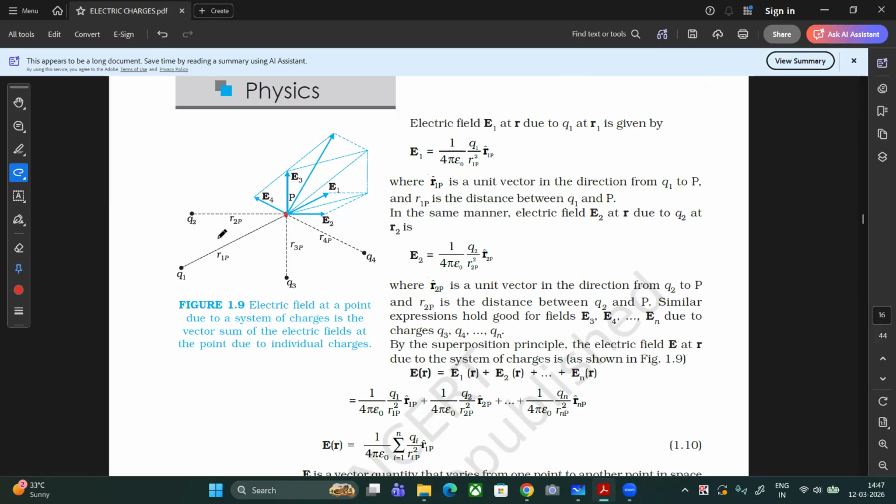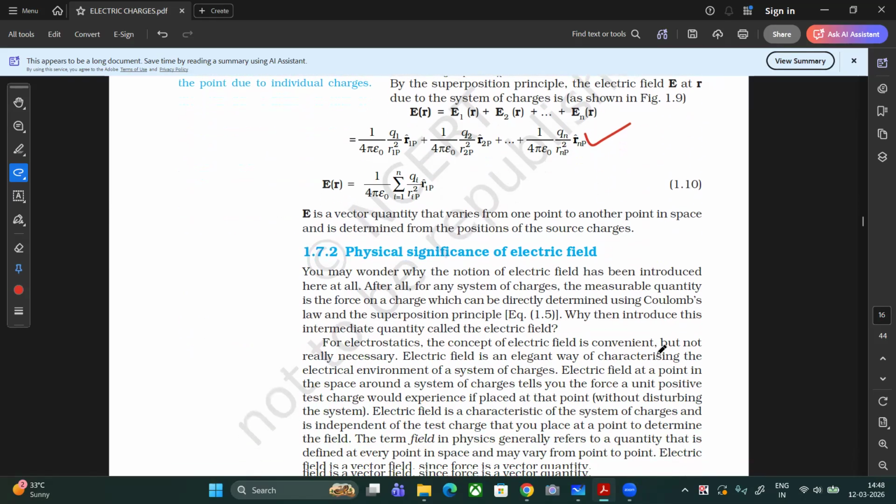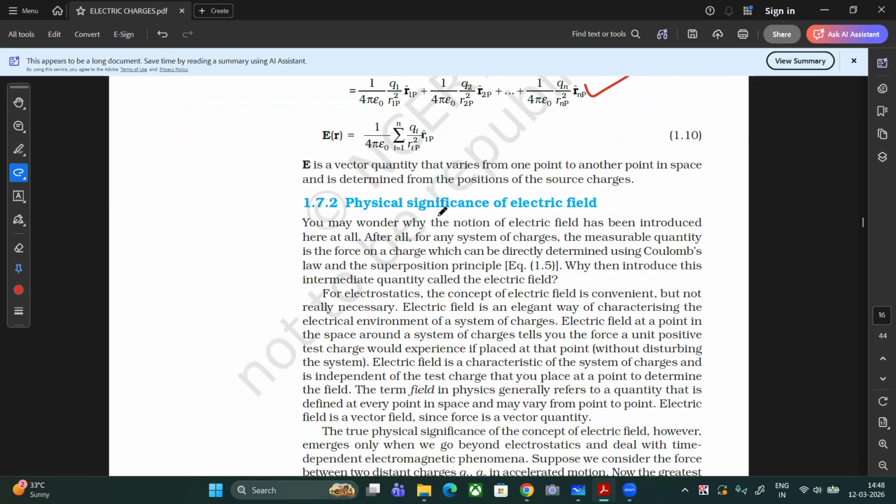It is from various distances. So how do we find the electric field due to all the charges? Just add all the electric fields due to the individual charges: E1 plus E2 plus E3. We use the same formula, kQ1 by r1 squared, r2 squared, r3 squared, same as Coulomb's law. Understood? Okay.